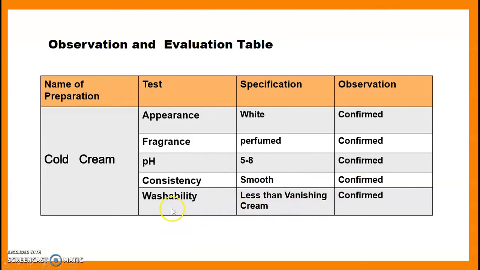Though it has liquid paraffin and other oily substances, that's why it has less washability than the vanishing cream. Vanishing cream has more and more water soluble bases, and as compared to it, cold cream does not, and that's why it has less washability than the vanishing cream. We also confirm that test. In this way we maintain our evaluation table, and our preparation, that is cold cream, is evaluated.